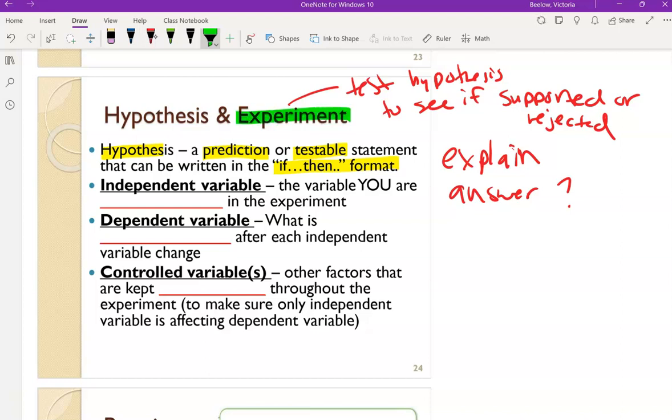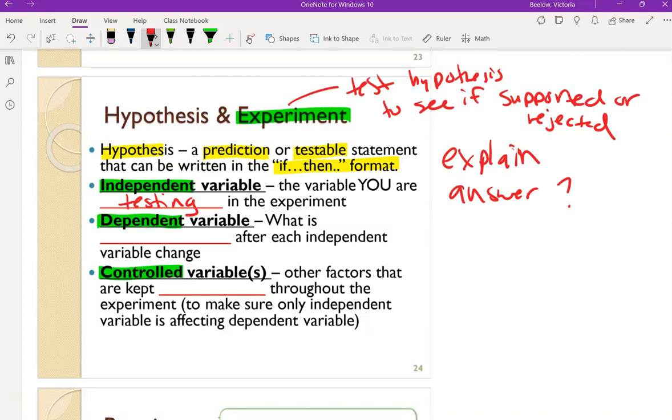So in our experiment, we have a couple different variables that we have to keep in mind: independent, dependent, and controlled. So the independent variable, this is what you are manipulating or what you are testing. So it's the thing that you are trying to test in your experiment. It is the variable that's going to be manipulated.